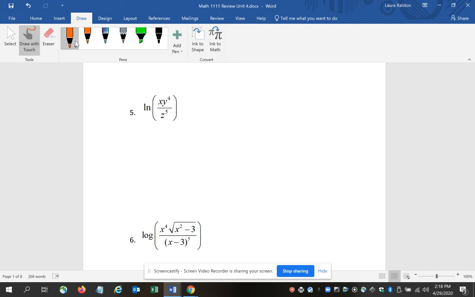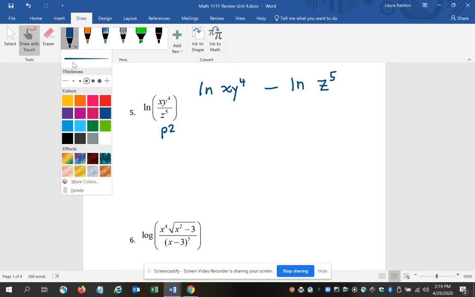Number 5, we have the natural log of x times y to the 4th, all divided by z to the 5th. So initially, when I'm looking at my argument, I see division. And I know from property number 2 that division is rewritten as subtraction. So I would have the natural log of xy to the fourth minus the natural log of z to the fifth.